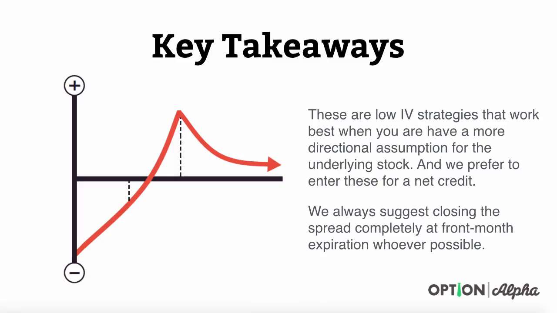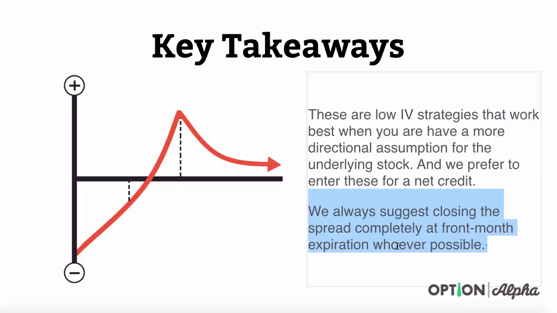Now, some of the key takeaways from this strategy are that, again, they're low implied volatility strategies that work best when you have more of a directional assumption on the underlying stock. And we do prefer to enter these trades for a net credit, but sometimes that just isn't the case. So just, again, make sure that you're always looking at that Analyze tab and looking at the different prices between the months. We suggest closing out the spread completely at the front month expiration whenever possible.